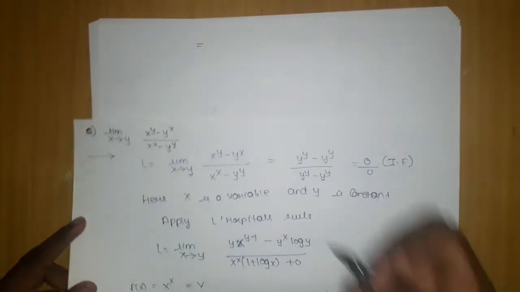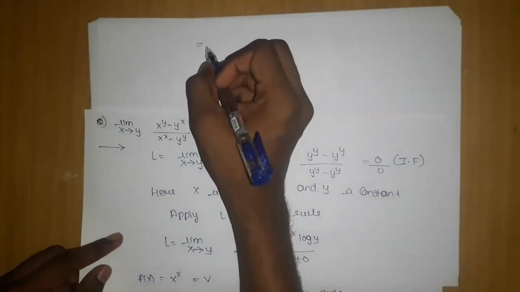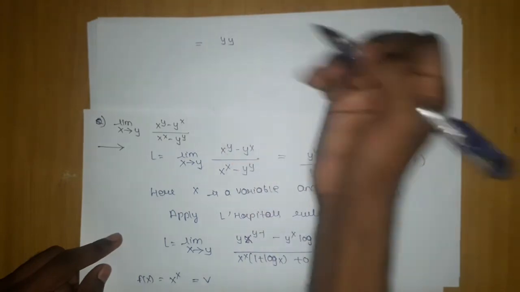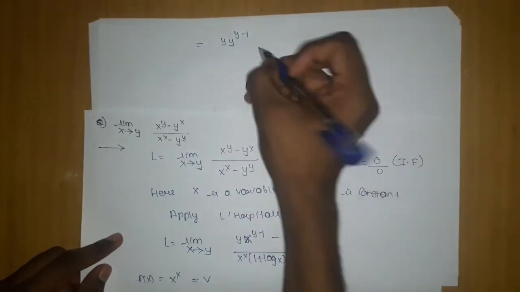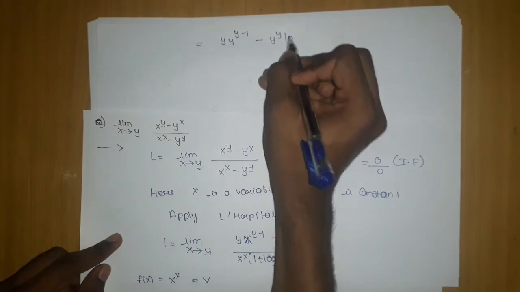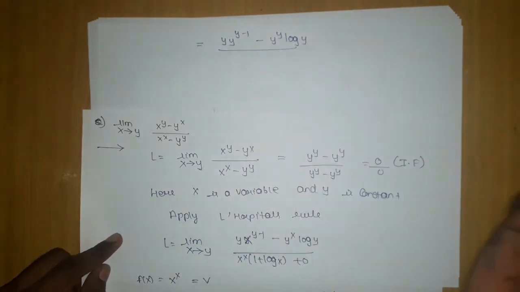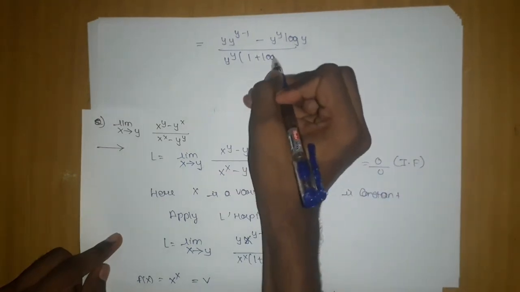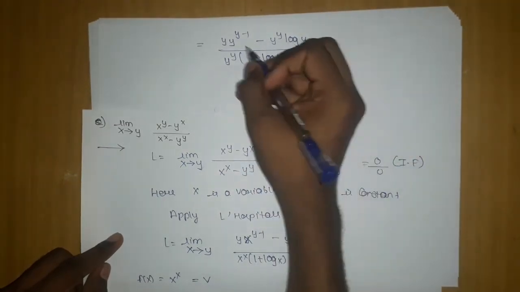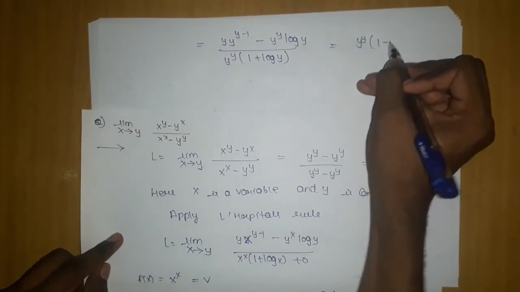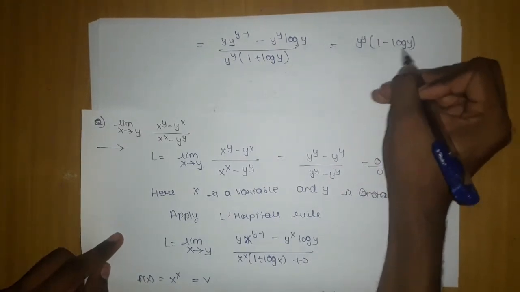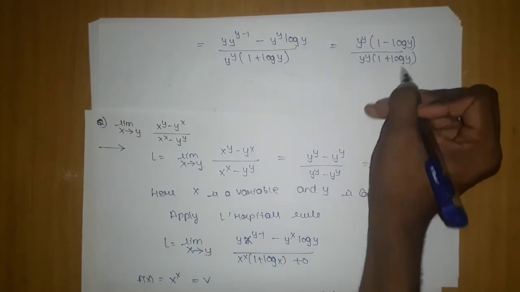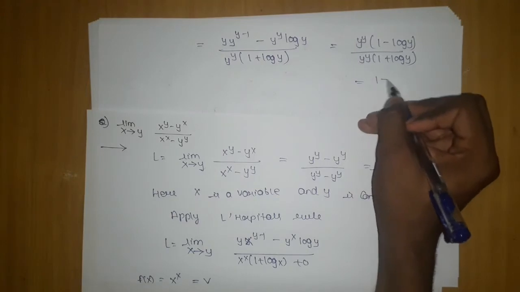So what I will do after this, I will substitute x equals y, which will give me y power y minus 1, y power y log y upon y power y into 1 plus log y. Here you can clearly see we can take y power y common, giving me 1 plus log y left as it is, upon y power y into 1 plus log y. Finally we are left with 1 minus log y.